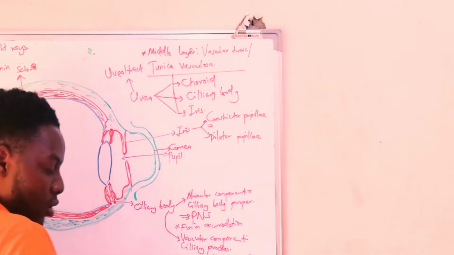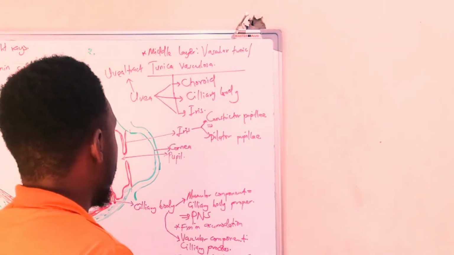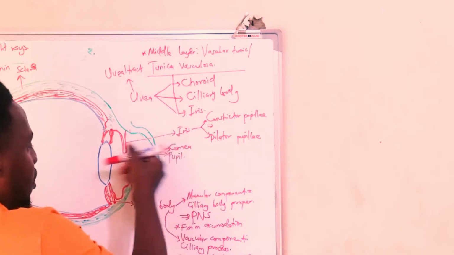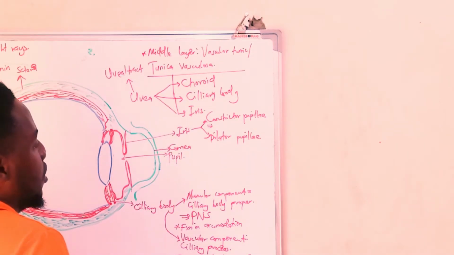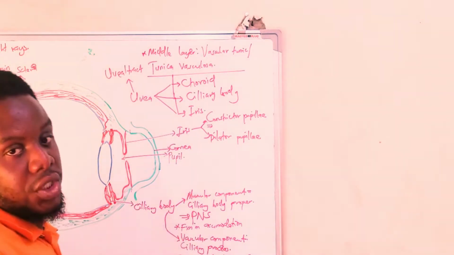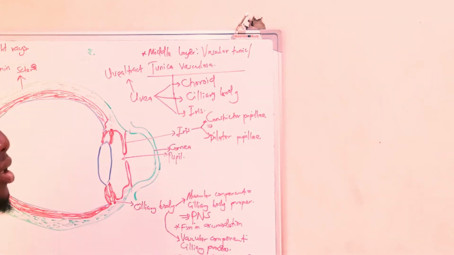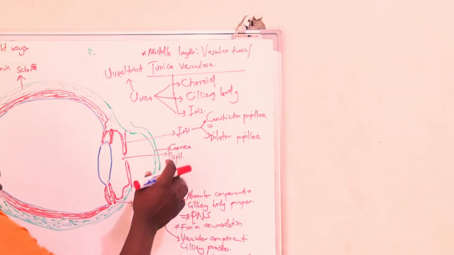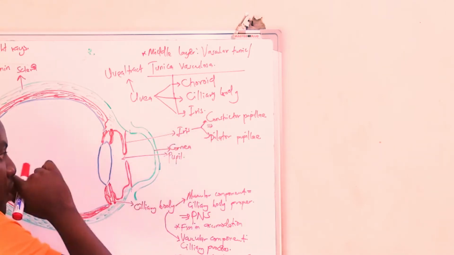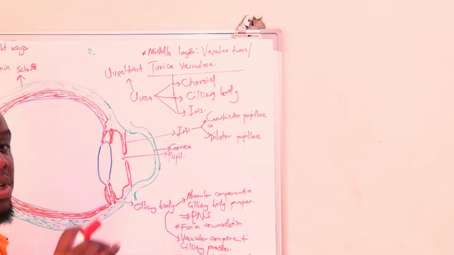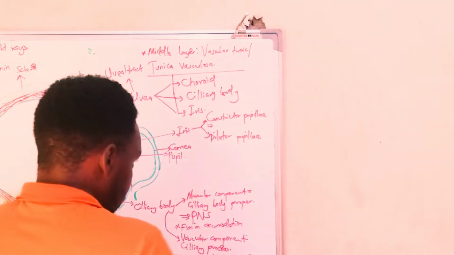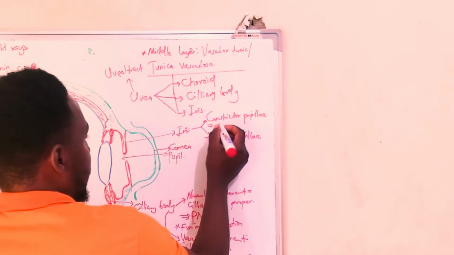So when light is shone in the eye, the pupil will constrict in order to allow for light rays to be focused on the retina. When the person is in the dark, the pupil is going to dilate. This is due to the fact that the muscles in the iris are the ones helping in that process. So the constrictor pupillae will constrict the pupil.